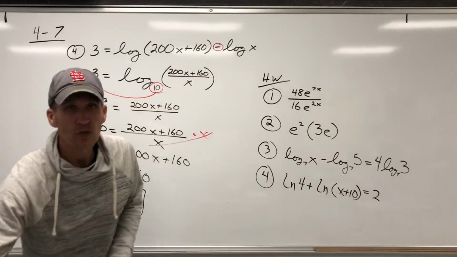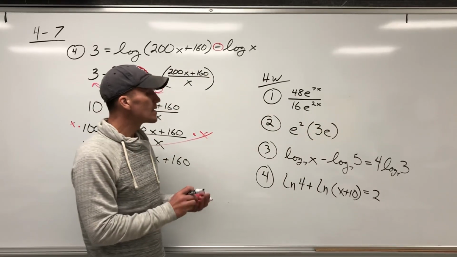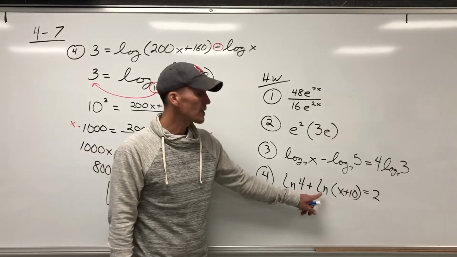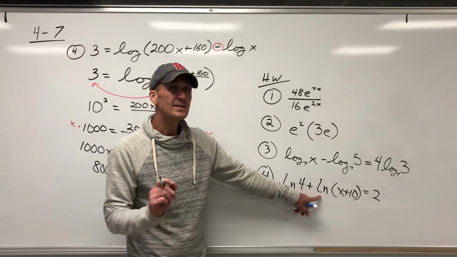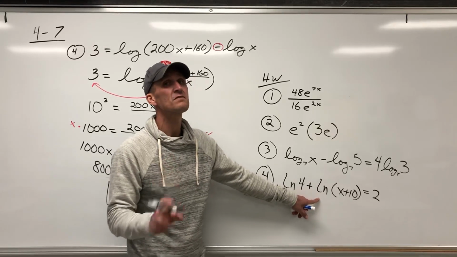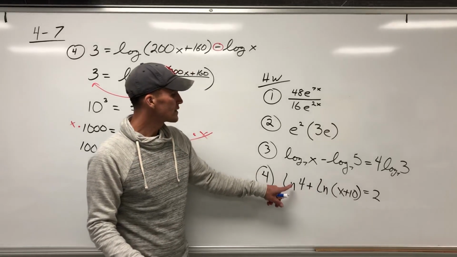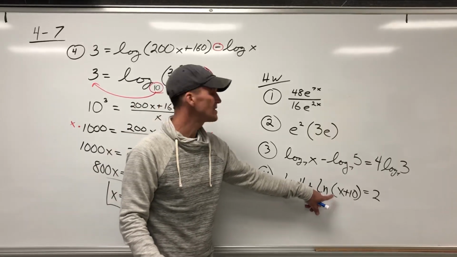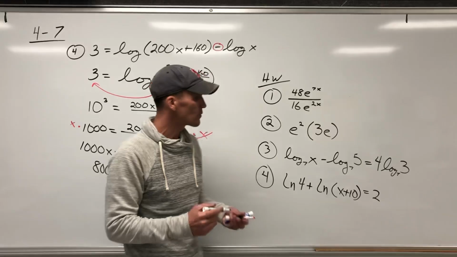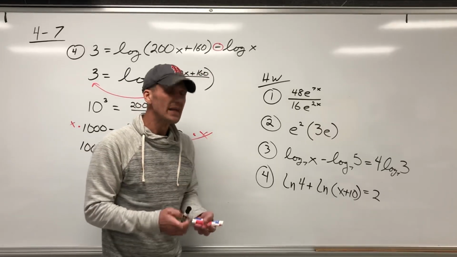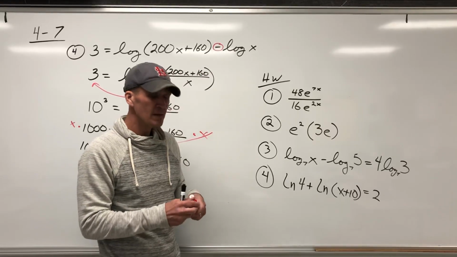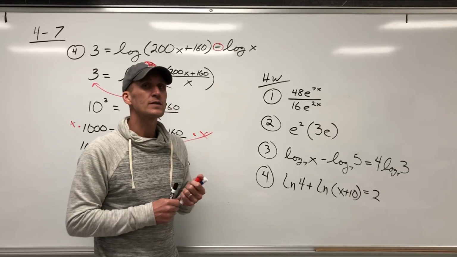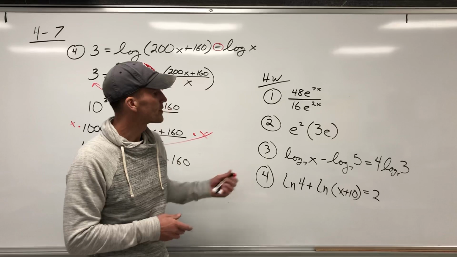Now, natural log is another one where you don't see the base. So you guys, if you want to go back or look it up online what natural log is, it does have a base. It's just invisible. So this is log base something of 4 plus log base something of x plus 10 equals 2. But if you really think about the name with the word natural in there, it might give a little hint on what the base is in order for you to solve it.